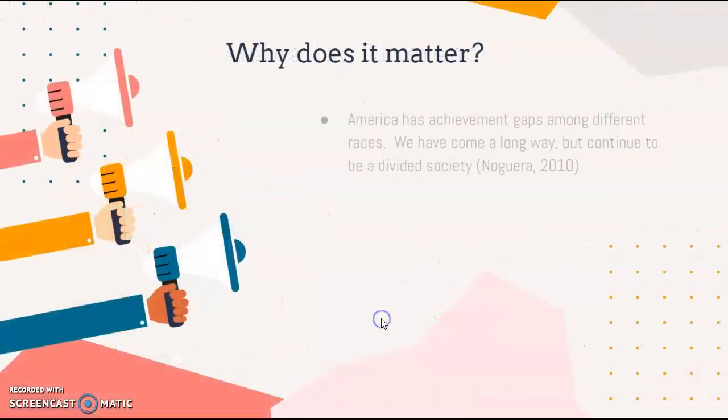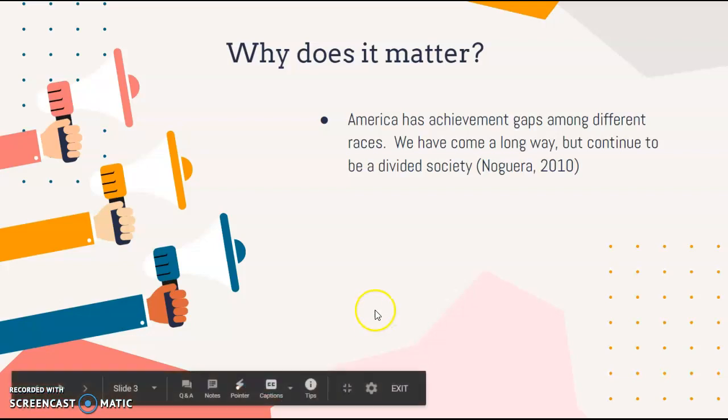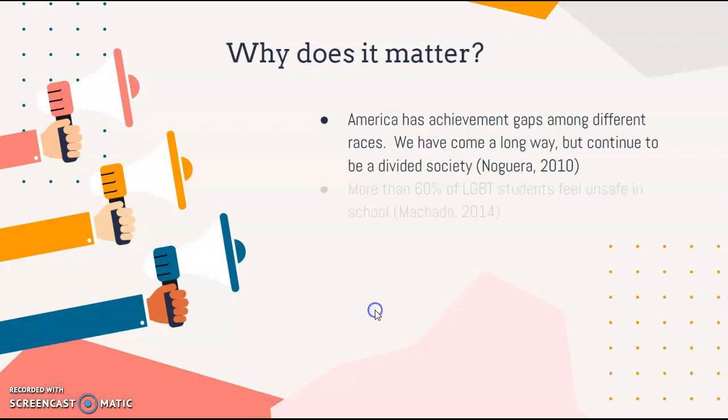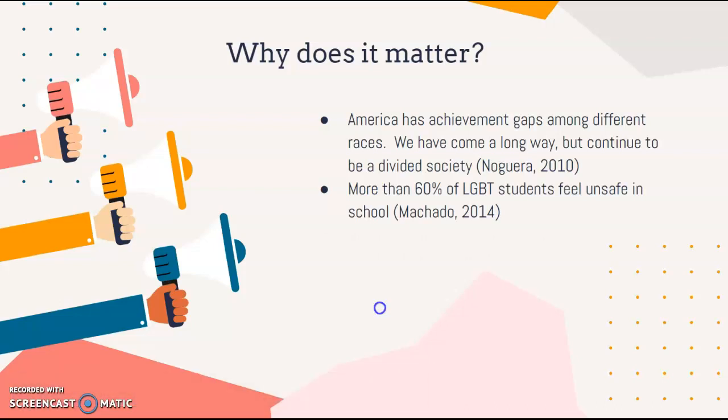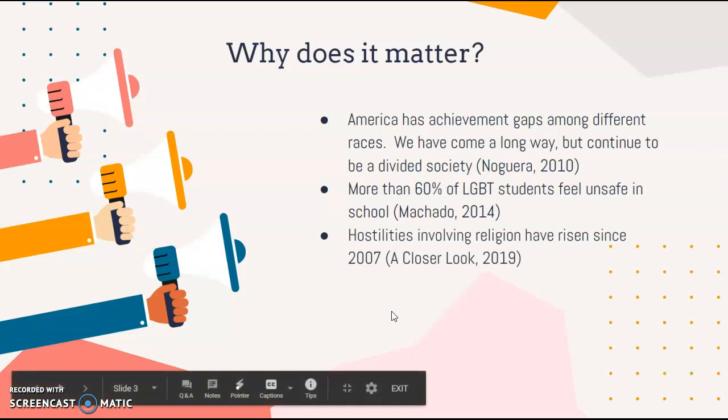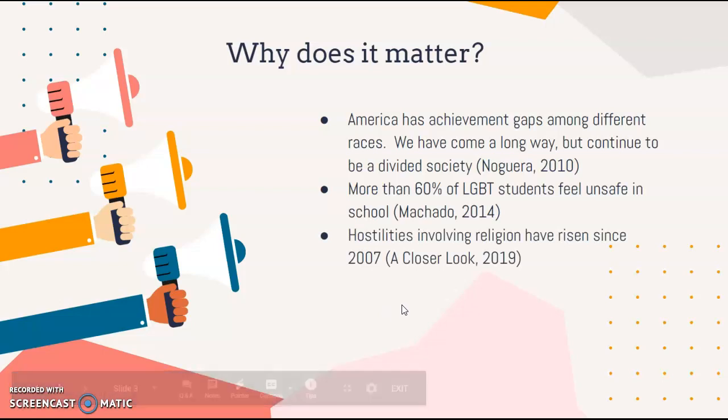Why does it matter if we teach this? Well, let's look at America. We have achievement gaps among many different races. We have come a very long way, but we continue to be a divided society. More than 60% of LGBT students feel unsafe in school, and we know that students who feel unsafe can't learn. Finally, hostilities throughout the world involving religion have risen since 2007.